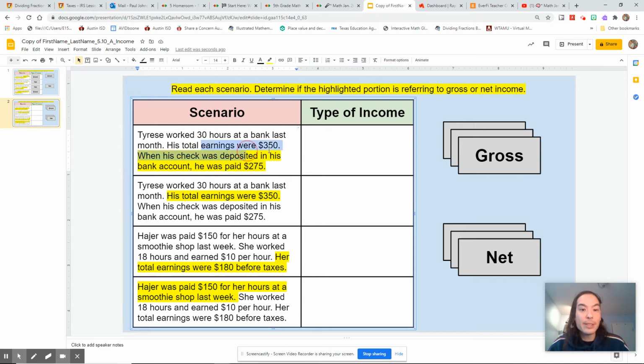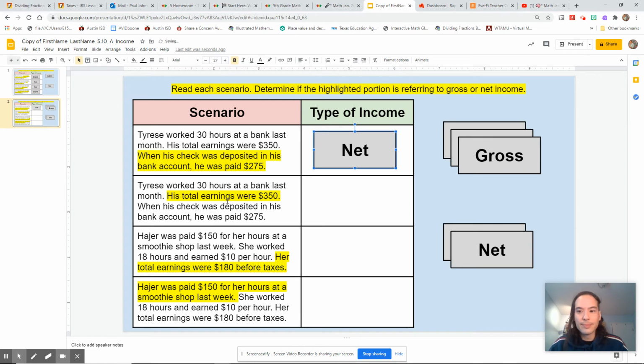So his earnings, $350. Gave some of it to the government. He was actually paid $275. So the highlighted part, gross is most, net is less. So the highlighted part is less. So that is net income. If you got that by yourself, great job. Give yourself a pat on the back.